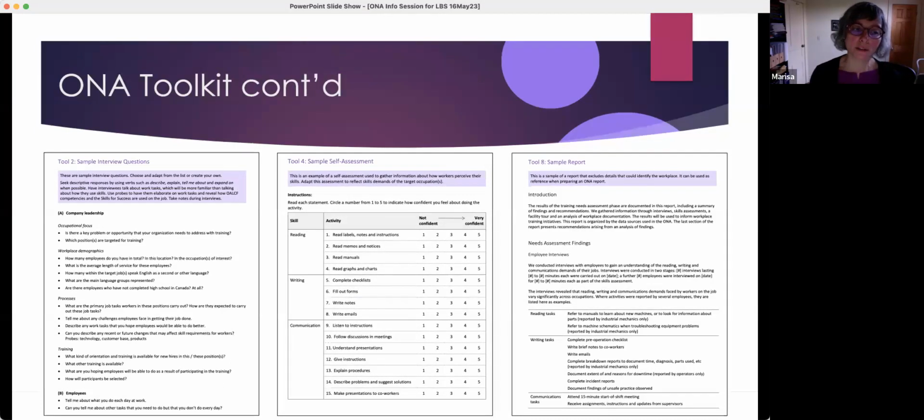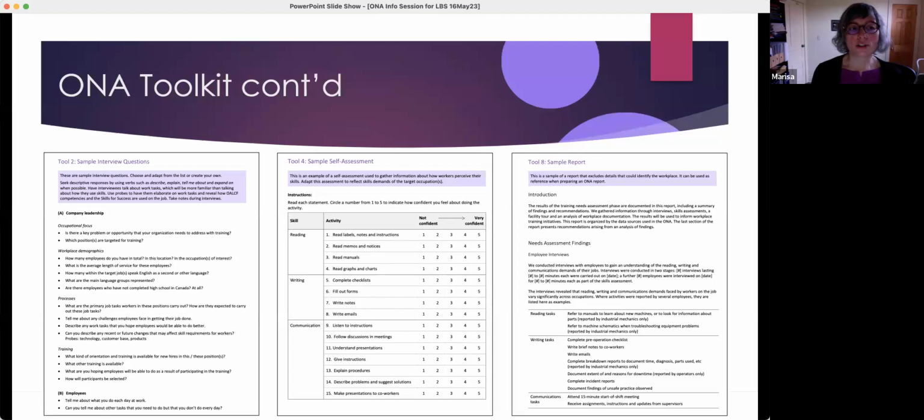I know you can't read these, but you don't need to read them. So one of the tools that I'm showing you here, tool number 2, are sample interview questions. Each of the tools have a similar format. They start with a description of what the tool is and how it's intended to be used. So the sample interview questions are exactly that. They're sample interview questions that LBS providers could use to plan the interviews that they were going to conduct with employers. So with the company leadership, with employees.